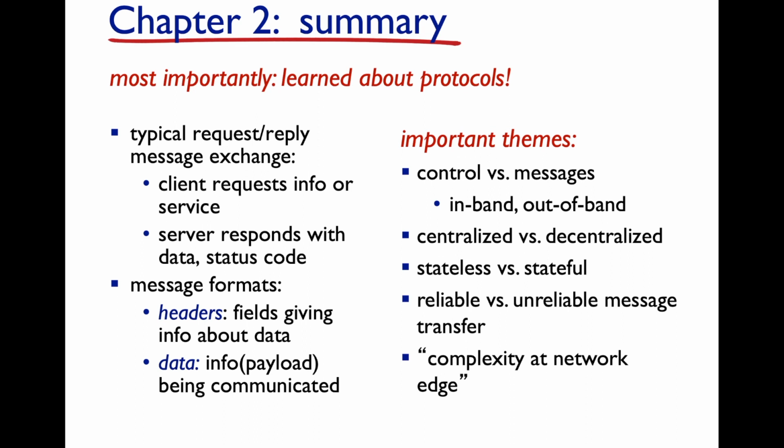Different themes, there are messages and there are control messages. You can have things that are decentralized or centralized. It's important to make your protocol stateless. Stateless protocols scale, but if you have it stateful, you pay the cost with a slowdown in speed. And there's unreliable and reliable message transfer, and the big takeaway from application layer is that the complexity, and this is a deliberate decision, is kept at the network edge. That keeps the network core, so-called switching fabric, as simple as possible. And when something is simple, you can make it very, very high performance.